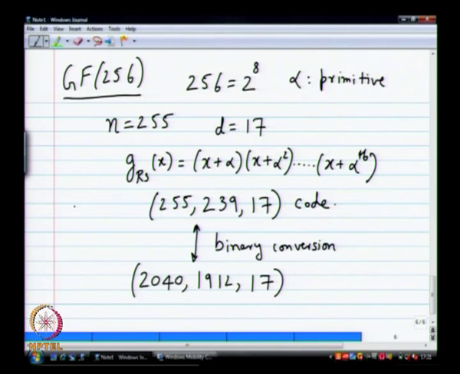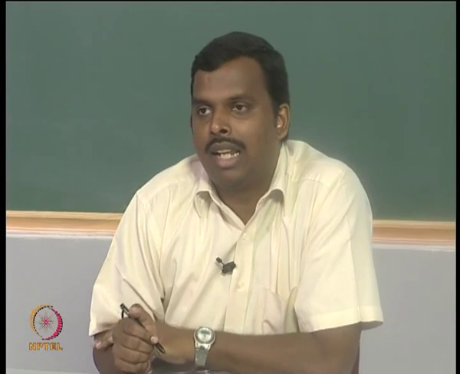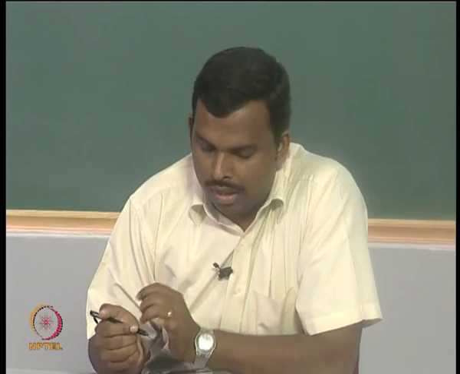So instead of doing Reed-Solomon, if the only problem is not being able to go to a larger field, then you can just go to a larger field and get better efficiency for the same minimum distance, or the other way around, same efficiency and larger minimum distance. So something like that you can do.